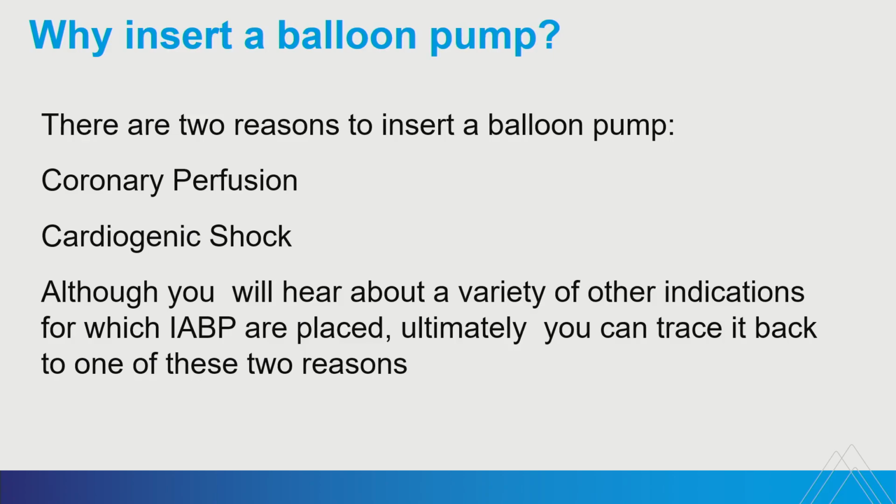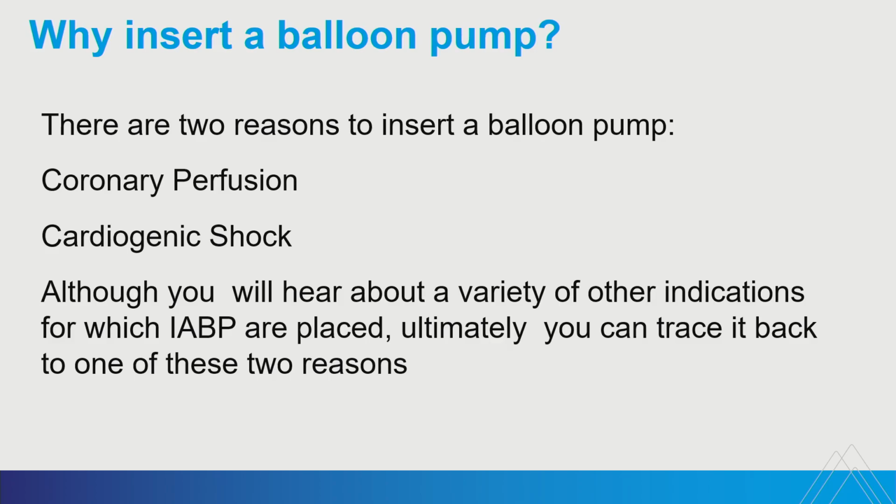So basically, there's two reasons to use an intra-aortic balloon pump. One is for coronary perfusion, and one is for cardiogenic shock, or to decrease the resistance that the heart has to pump against. But to make it more simple, I'm just going to give a little example. If I'm walking and I get chest pain, I sit down and my chest pain goes away. What changed? The demand on my heart changed. I decreased the demand, so my chest pain went away.